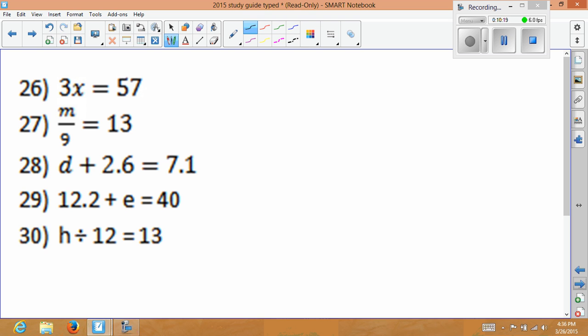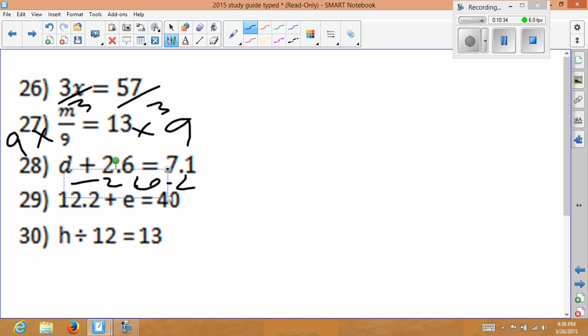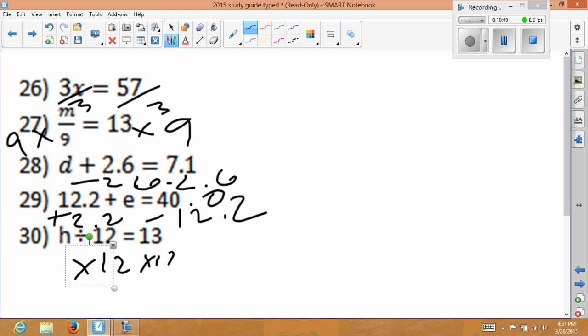Okay, next one, 3x equals 57. 3 times x, so you're going to divide both sides by 3. Here, m divided by 9, so you're going to multiply both sides by 9. Here, add 2.6, so you're going to subtract 2.6 from both sides. Here, add 12.2, so you're going to subtract 12.2. And remember on this one, we're going to have to add a decimal point and a 0. And then the last one, h divided by 12 equals 13. So you're going to multiply both sides by 12 to get your answer.